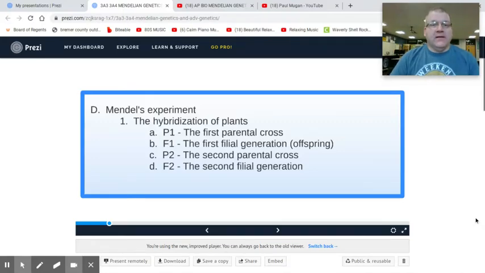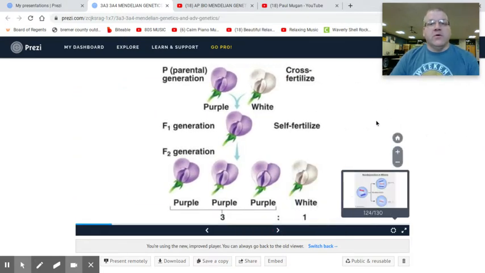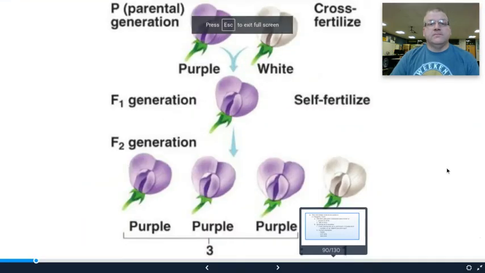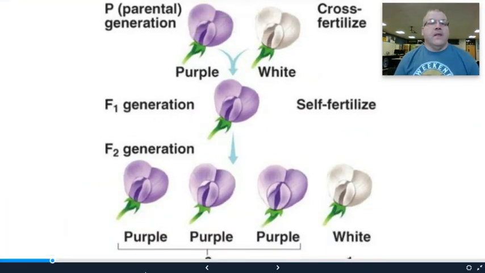Let's take a look at the hybridization experiment in a picture. So here Mendel is crossing two plants, a purple flowered plant and a white flowered plant. Here you can see that in the first generation, all of the offspring are purple. Therefore, we can determine that purple is dominant to white. White is recessive to purple.